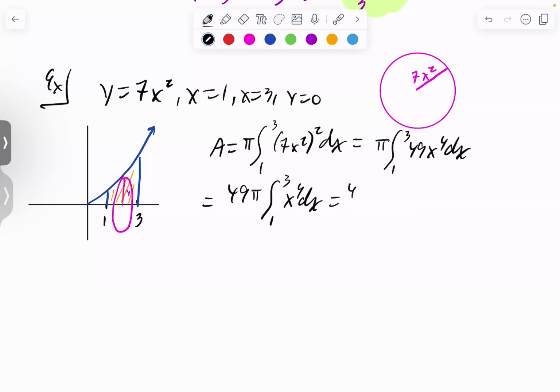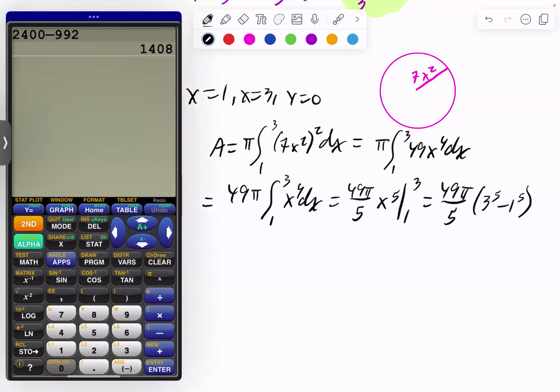And this is going to give us 49 pi over 5 x to the 5th from 1 to 3. This is going to be 3 to the 5th minus 1 to the 5th. Now, to be clear, 1 to any power is always 1. 3 to the 5th, I'm not totally sure what that is. So let's see what that is.